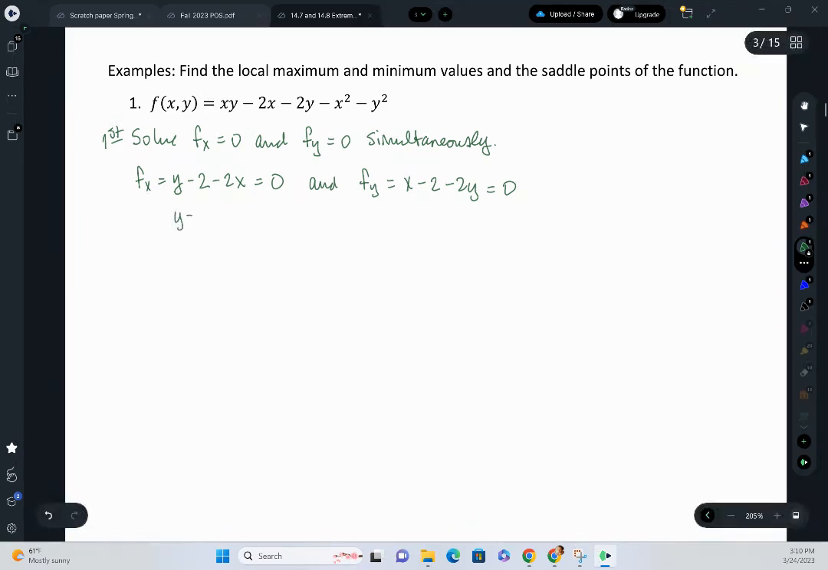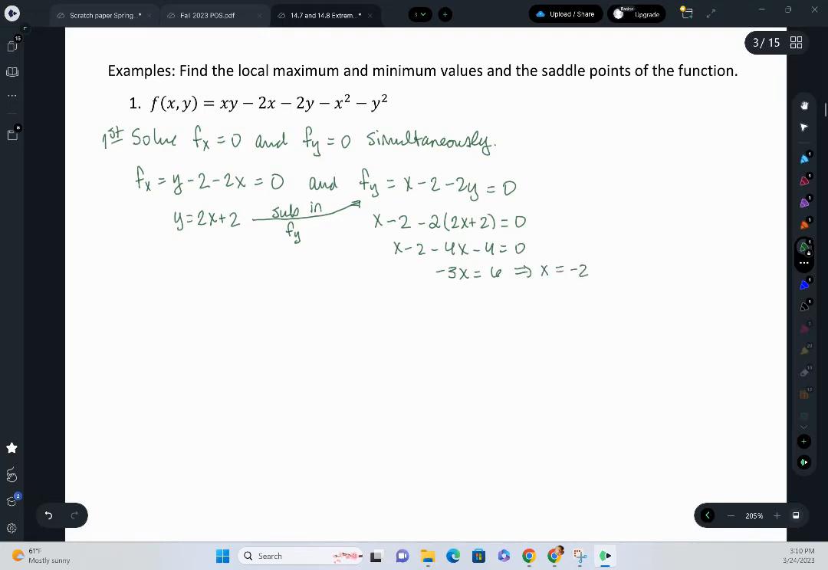So in the first equation, y is equal to 2x plus 2, and I'm going to substitute it into f sub y. That means I'll get x minus 2 times the quantity of 2x plus 2 is equal to 0. So x minus 2 minus 4x minus 4 is equal to 0. Moving stuff around and combining like terms, I get negative 3x is 6, which means that x is equal to negative 2.